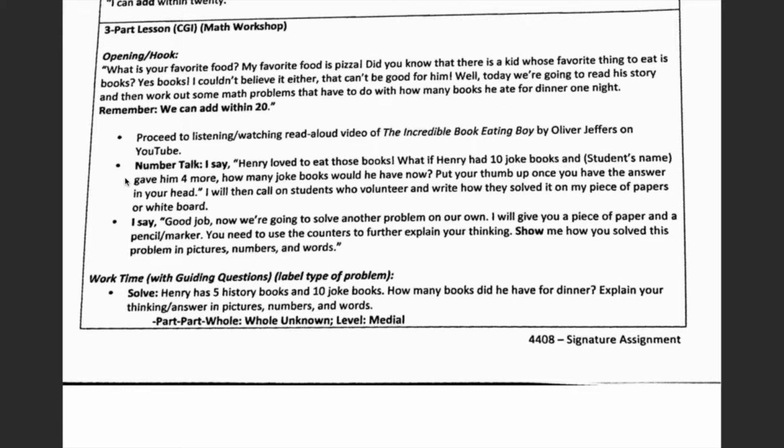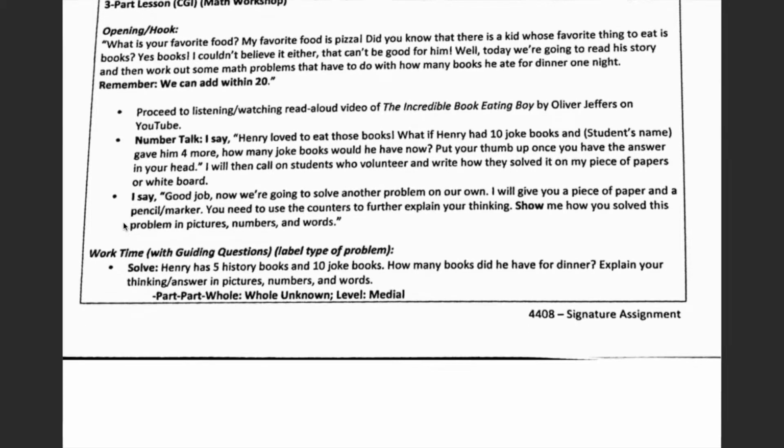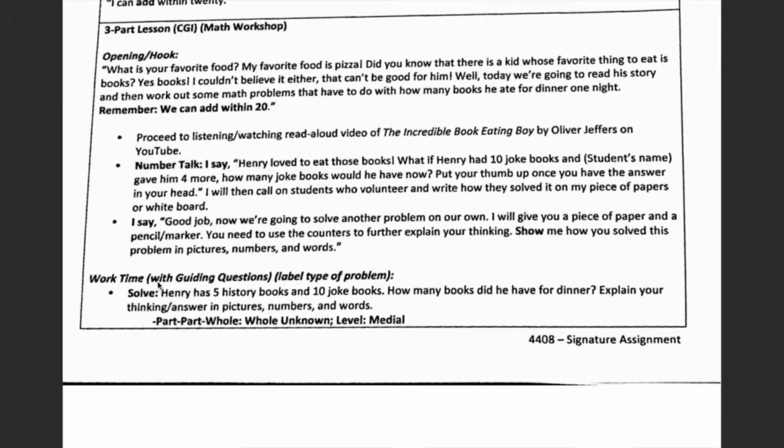That's the question you're going to ask the students. Then you're going to give them some think time, and say, put your thumb up when you have the answer in your head. Then they're going to answer that question, and you're going to let them know that now we're about to do a task. So for the work time, in your math lessons, you're going to have to label the types of problem. That's why it says there, guiding question, label types of problem.